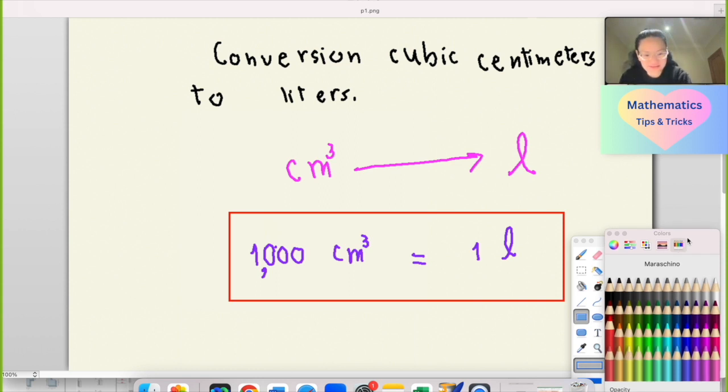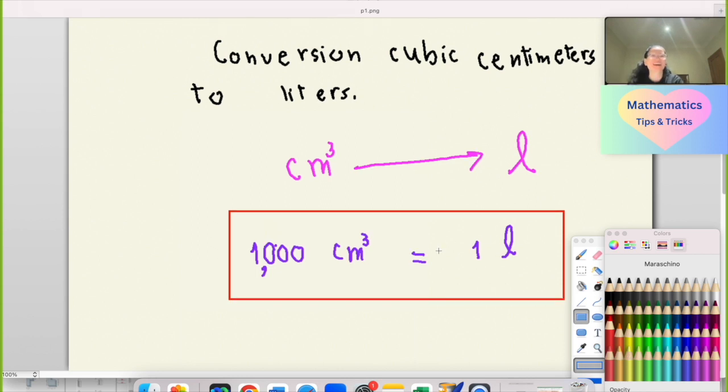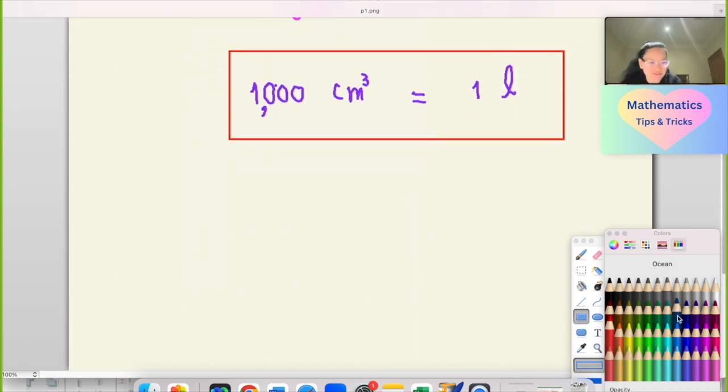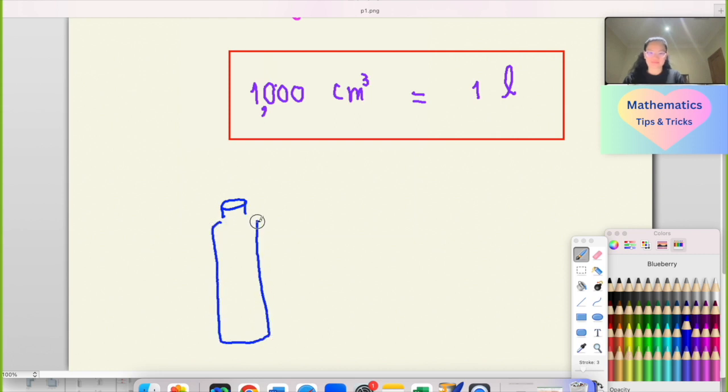I don't think I've learned any of this. Oh, really? How come you asked me about it? How to change it? But I would like to tell you that it is the same as the bottle here. Okay, like this. Same thing. 1,000 cm to the power 3, or cubic centimeters, equals 1 liter.